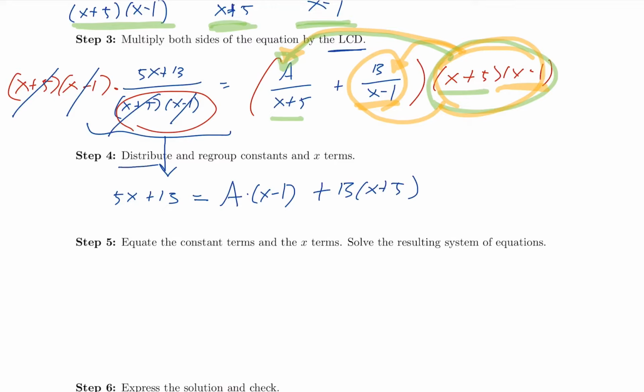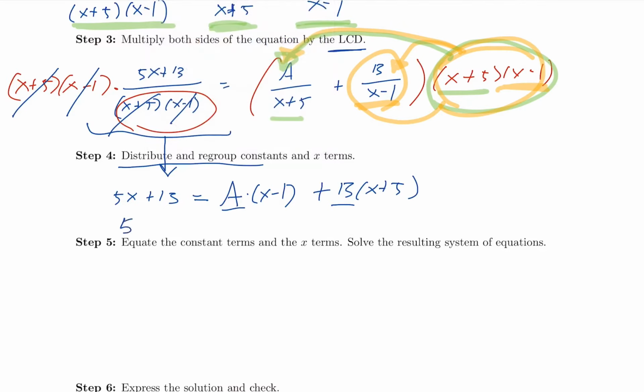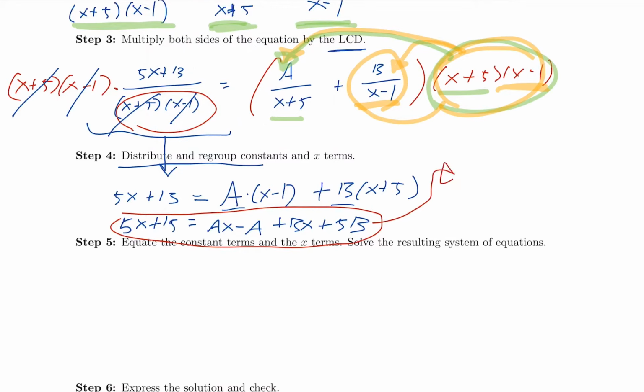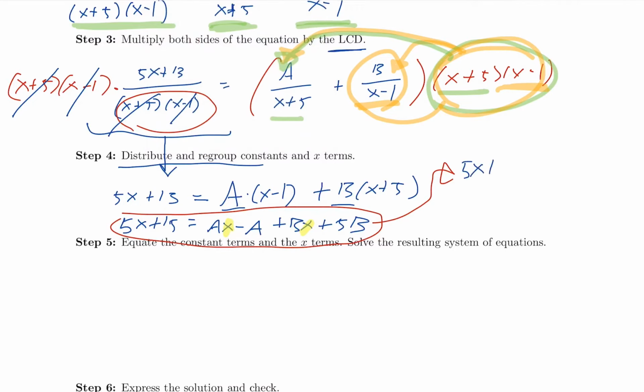Now it says distribute and regroup. That means distribute A and B to each term. So let's do that. I have 5x plus 13, Ax minus A plus Bx plus 5B. Okay, so let me bring this expression right here. We're going to regroup. That means whatever has the x terms, I'm going to write next to each other and the others on the other side. So again, the left side we won't touch. We just leave it as it is.